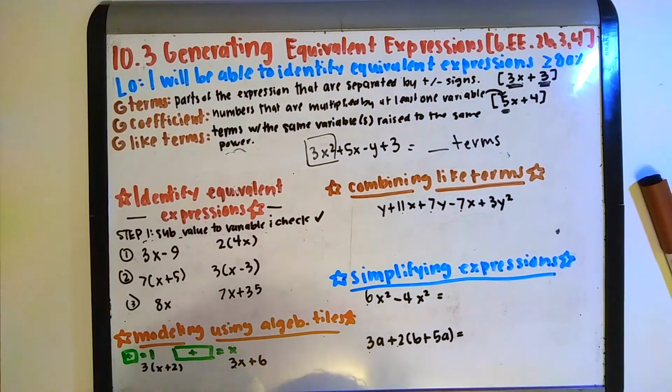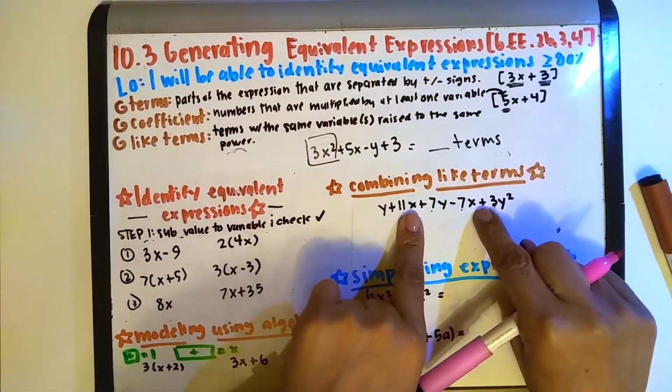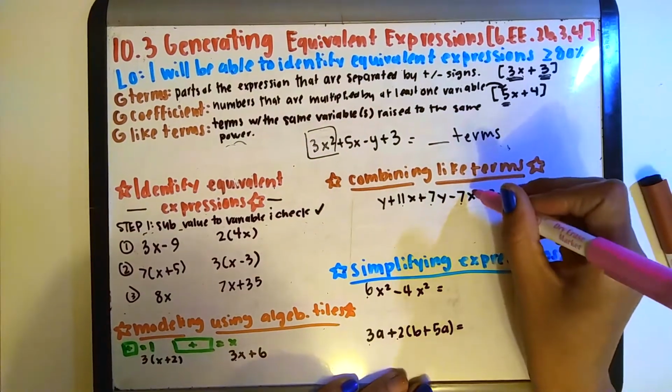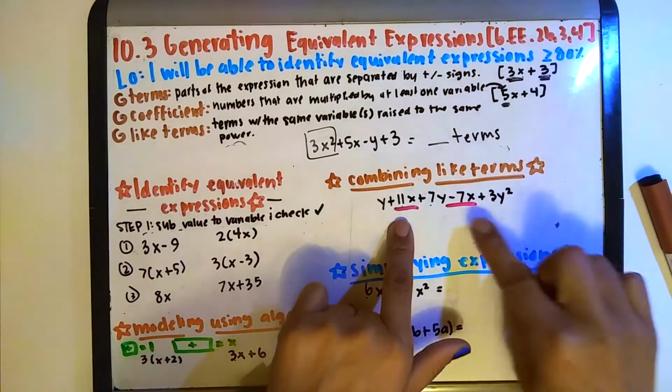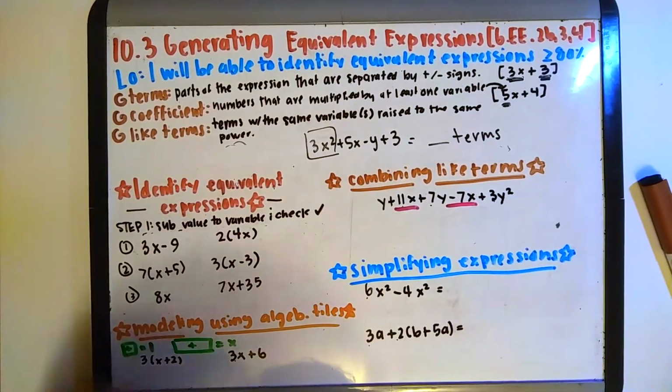So then let's start with the x's. Do you see any ones that have an x? Yes. So these two, and they're raised to the same power. Yes, they're to the power of 1. So what I'm going to do is combine these two right here. So then I have 11x minus 7x, which is 4x.